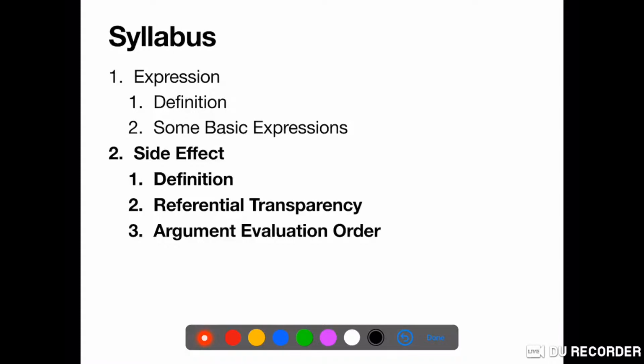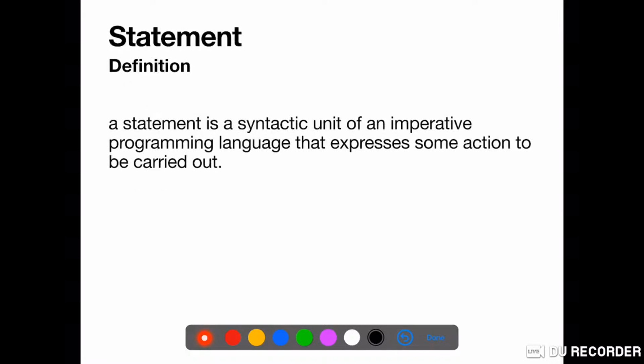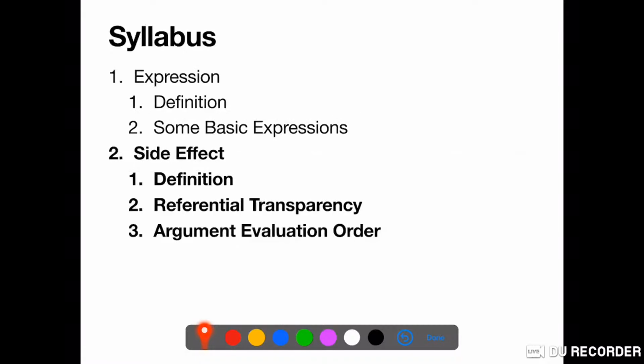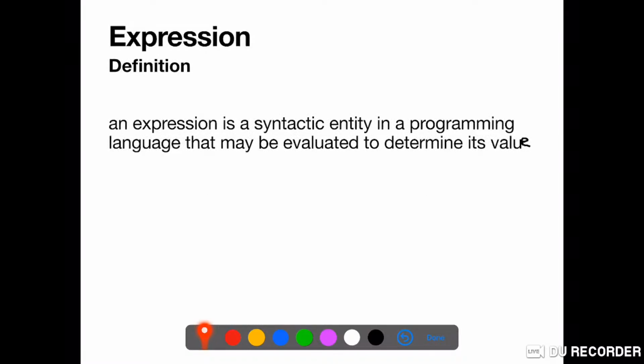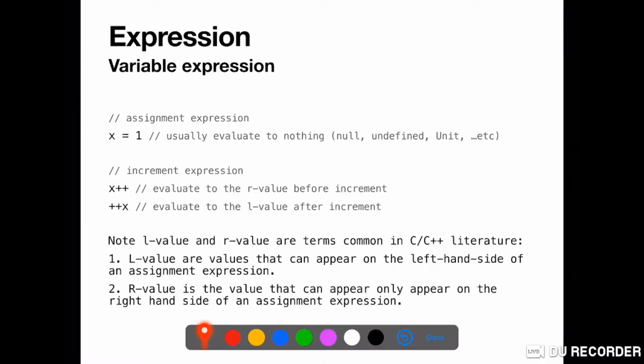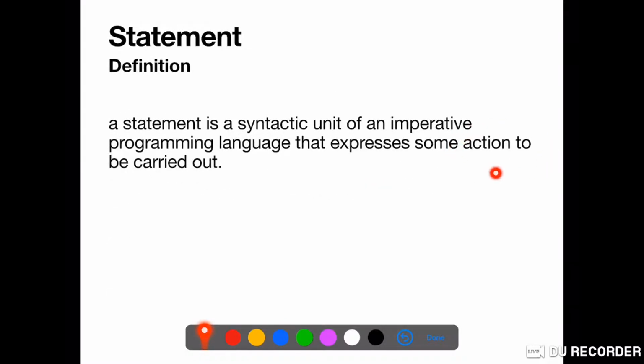Now moving on to the second topic, about statements. So far so good? Okay. A statement is a syntactic unit of an imperative programming language that expresses some action to be carried out. So this is kind of abstract and almost looks like the definition of an expression, except when we look at an expression, we care about its value. But when we look at a statement, we care about its action.